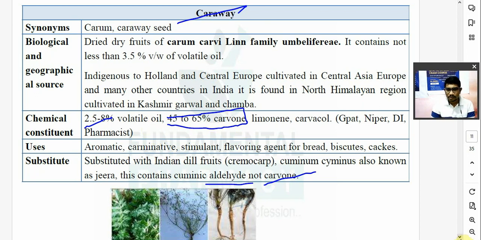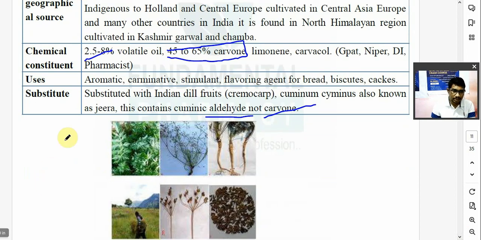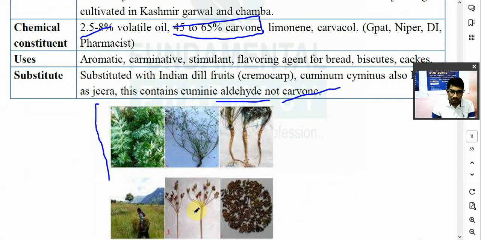Next is nothing but, you can see over here, this is known as a caraway fruit. कुछ ऐसा दिखता है. And seeds you will find. Look, cumin seeds like this, caraway seeds.